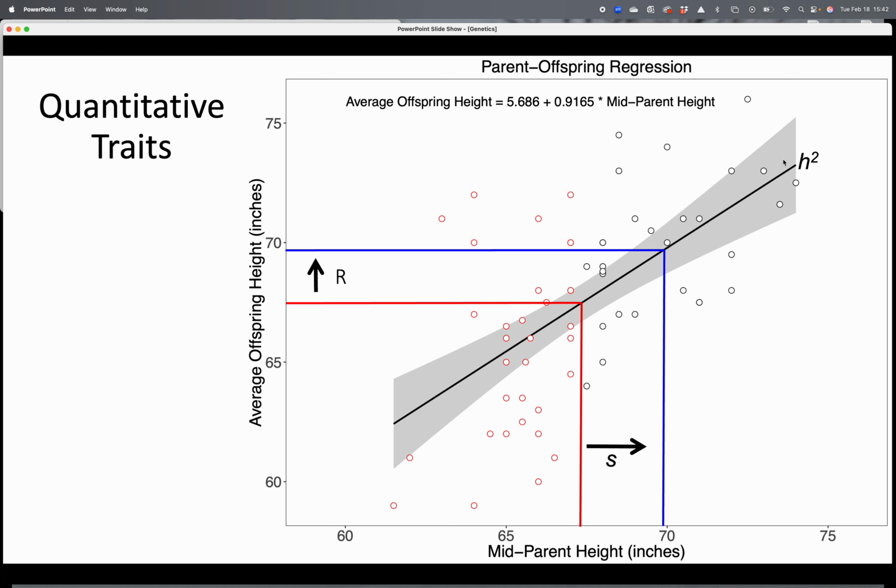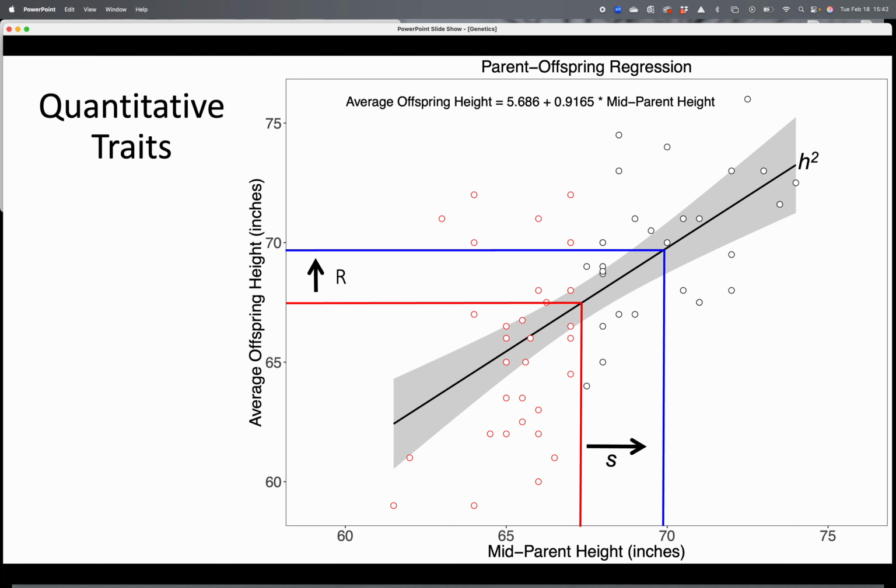This confuses students sometimes because they're like, well, to get heritability, do I have to take the square root of 0.9165? And you don't. H squared equals 0.9165. So get that clear in your head. I can explain where the h squared comes from.